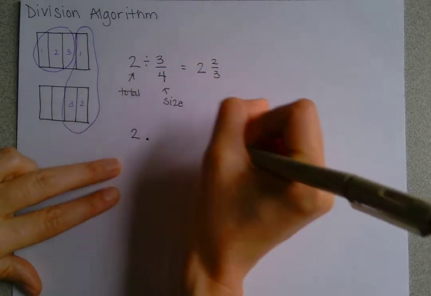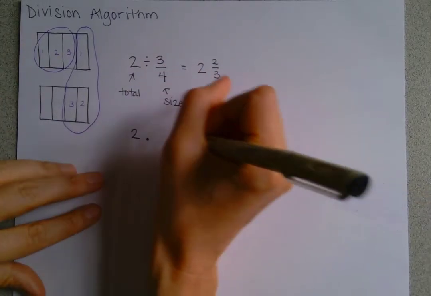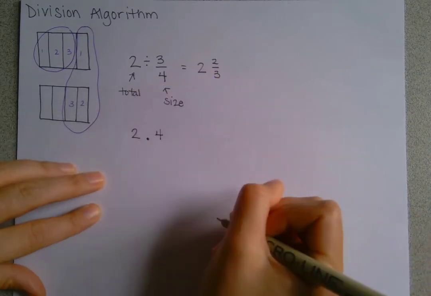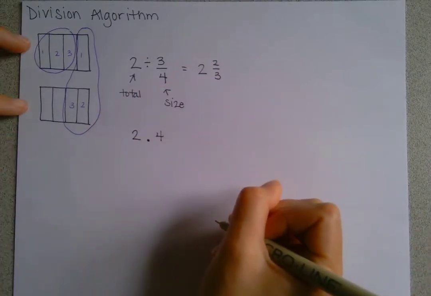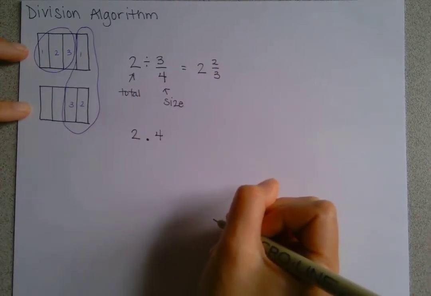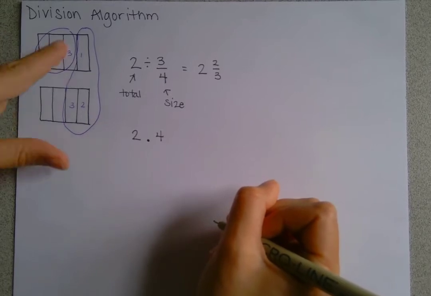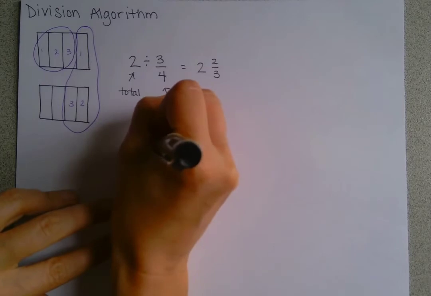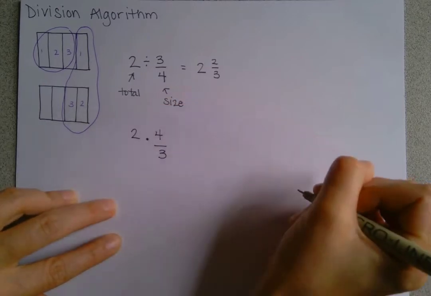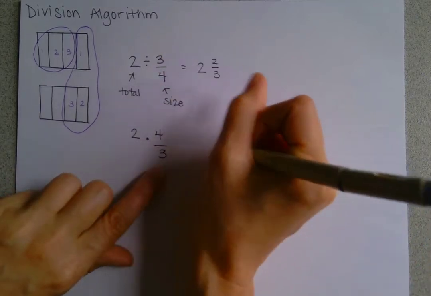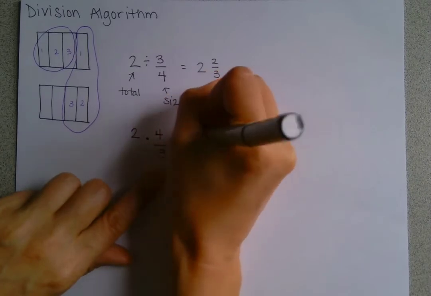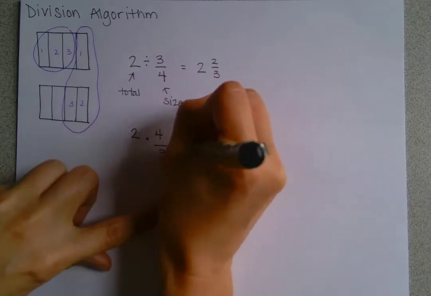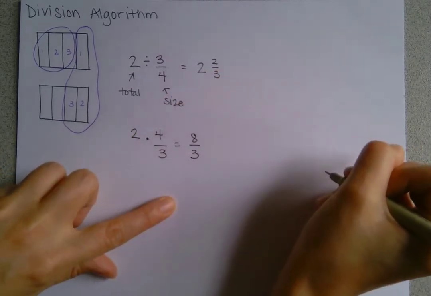So what I did was I took my 2 total pieces and I first multiplied the number of pieces there by 4. So instead of having 2 pieces, I now had 8 pieces. Then I took all 8 pieces that I had and I broke them up into groups that were sized 3. So I divided it by 3. So what I wound up doing was my 2 times 4, 8, divided by 3.